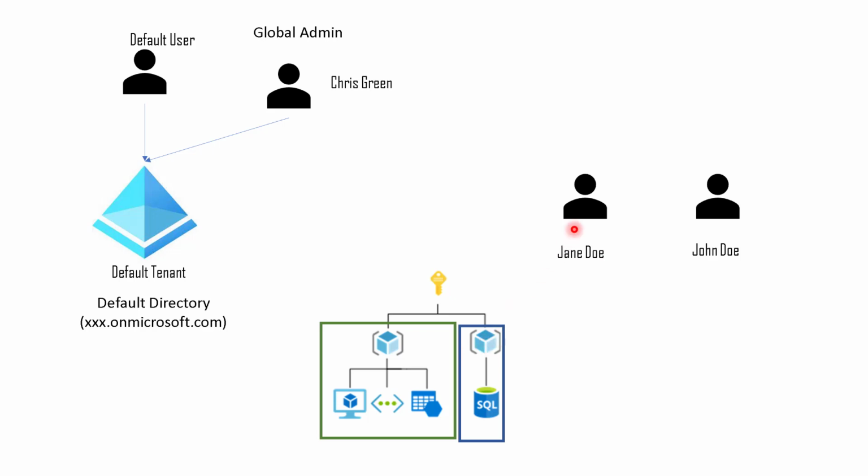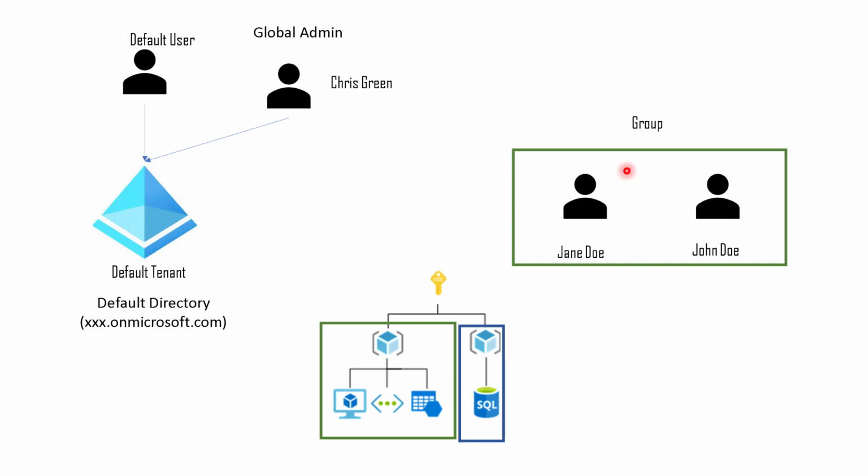You can either individually give each of these users owner access, or another easier way of doing it is you could actually create something called a group. So in this example, we create a group with Jane and John as members of this group, and we will make Chris Green the owner of this group. So the owner has the rights to either remove or add users to this particular group.